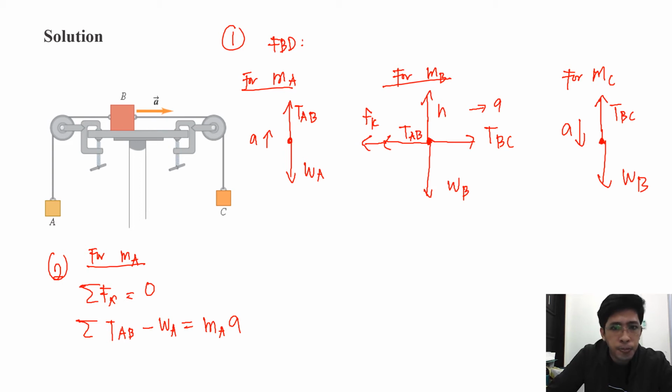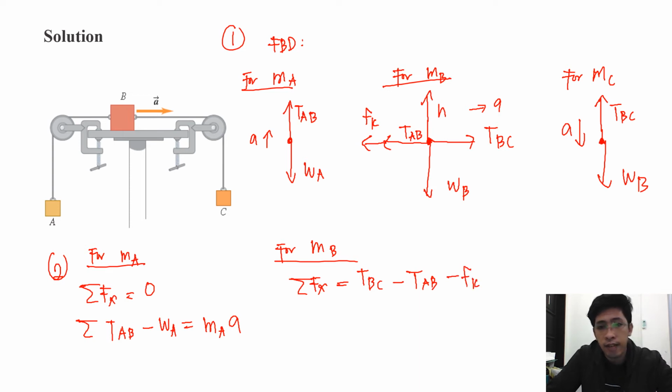For block B, along the X, we have TBC minus TAB, and then minus Fk, since they are on the negative x-axis, and this is equal to the mass of B, since it accelerates along the X, so mass B times a.